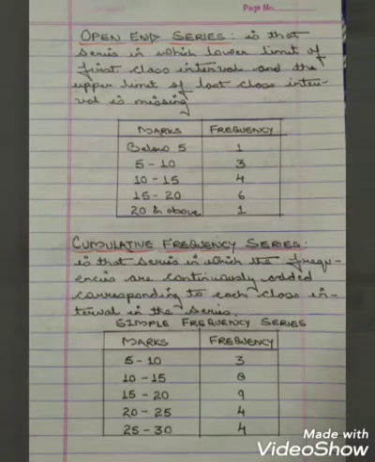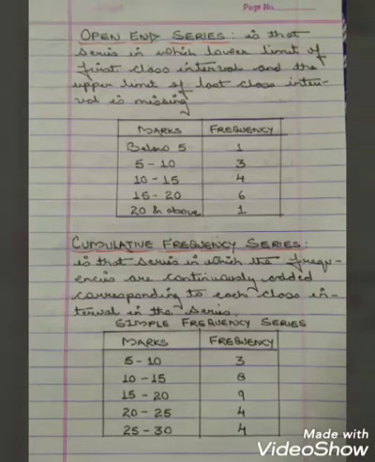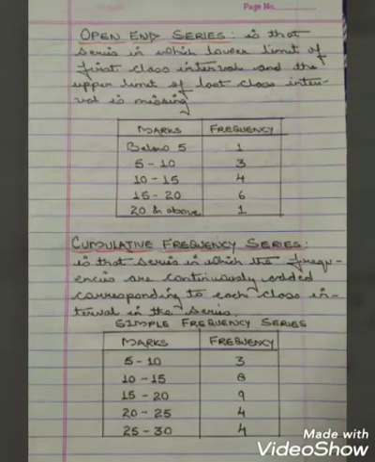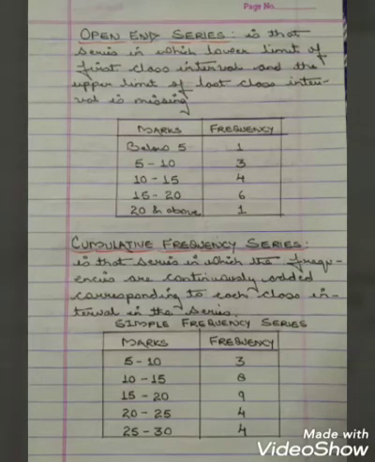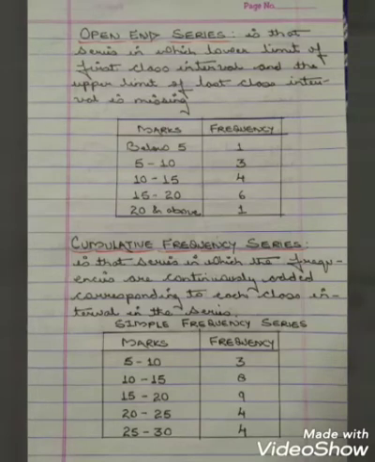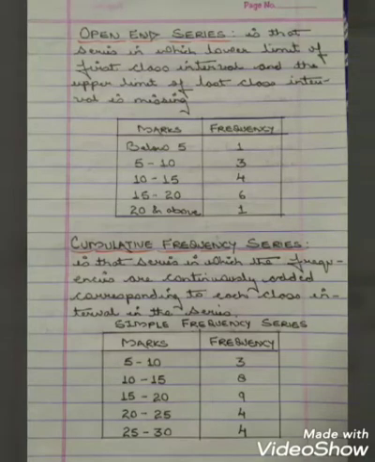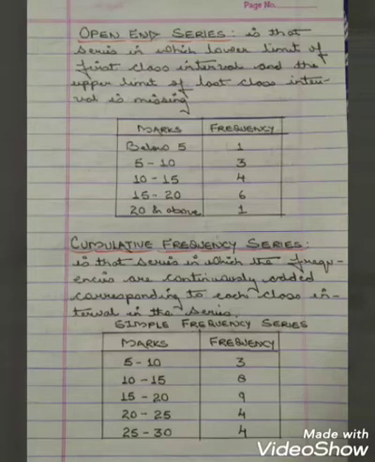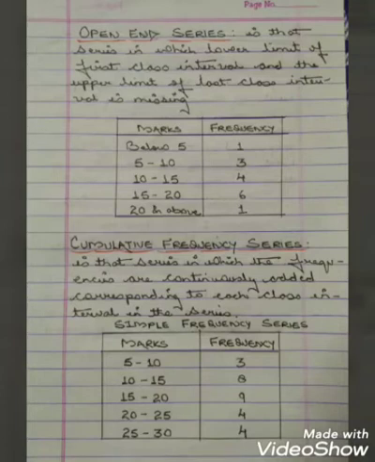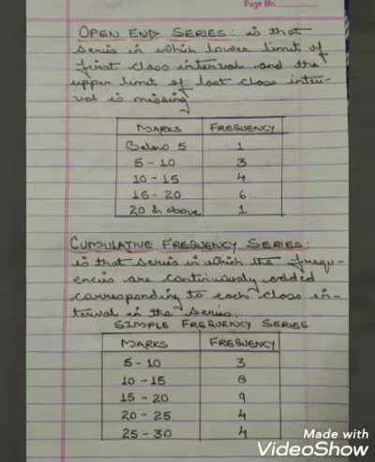on one side again you have marks, on the other side you have frequency, and in the first class interval, if you see, the lower limit of the first class interval is missing, isn't it? I have written below 5. And if you see the last class interval, the upper limit of the last class interval is missing. I have written 20 and above. That means in this series, the lower limit of the first class interval and the upper limit of the last class interval are missing. Instead, it is written less than, or you can say it is written more than.